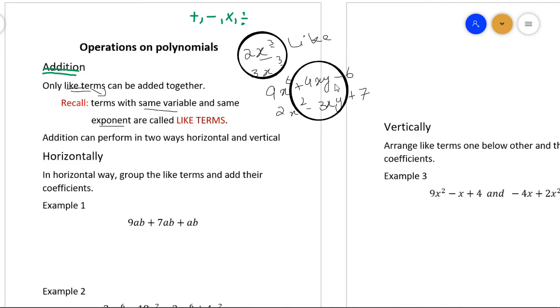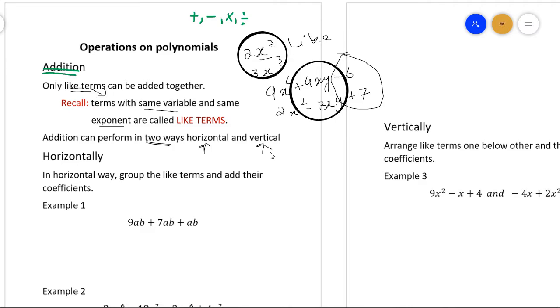Move to minus 6 and plus 7. What about these? There is no variable and no exponent, but these are constants, so we can say that both of these are like terms. Okay, go to the addition. How can we perform addition? We can perform addition in two ways. The first one is horizontal and the other one is vertical.